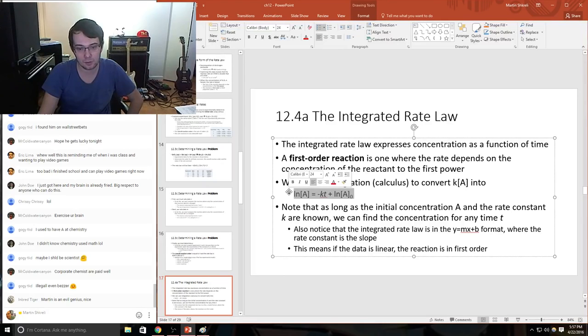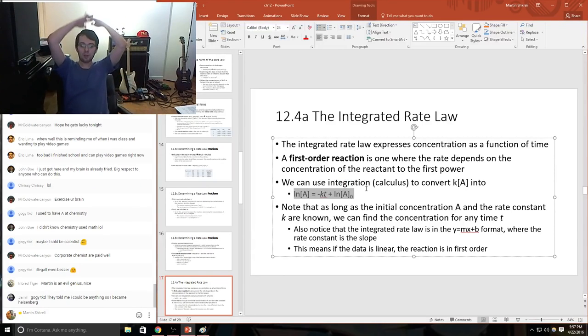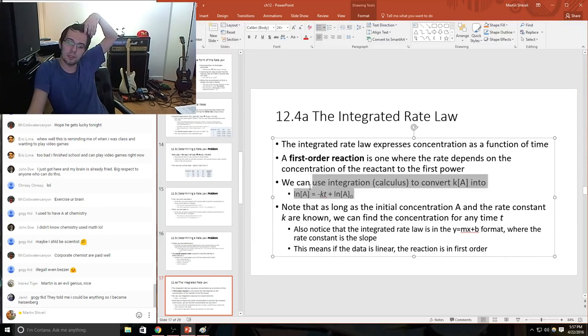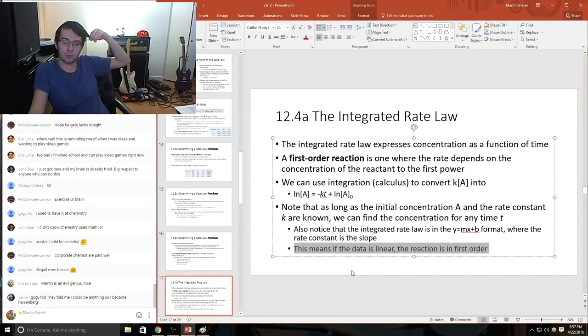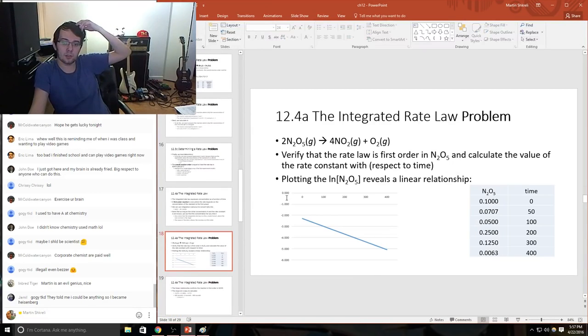The other thing that's interesting is this is in a linear format. It's in the format of y equals mx plus b, which is pretty cool. So you can graph this linearly. And if this ends up being a linear equation, we know that the reaction is first order. We're going to find that that's pretty neat and useful too.